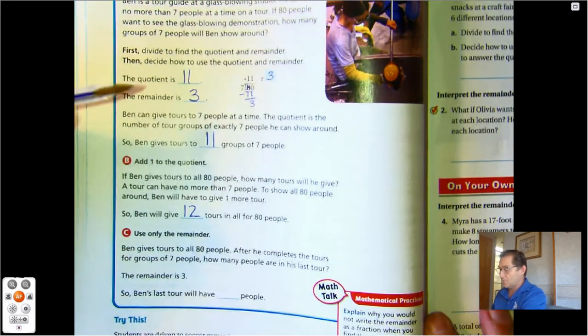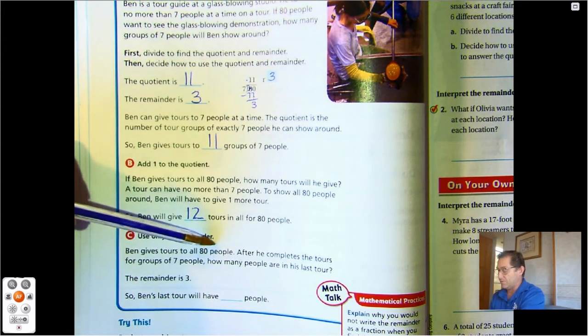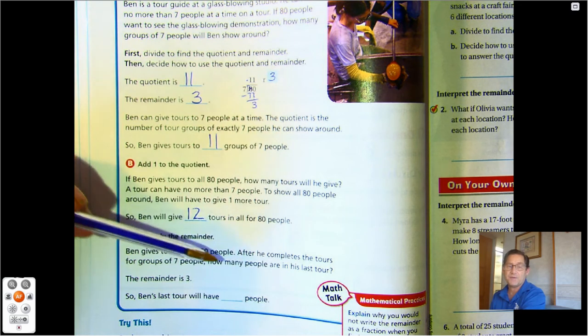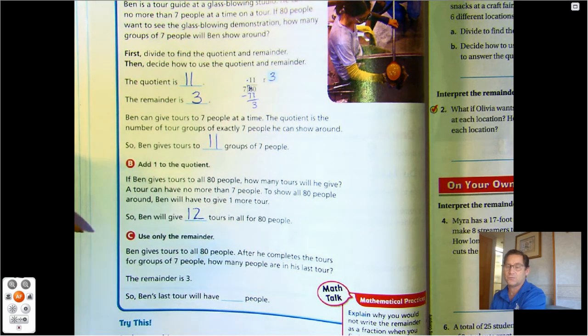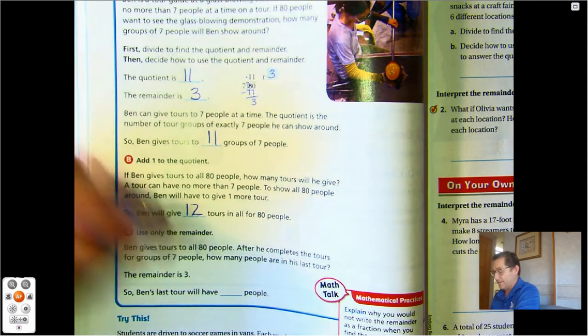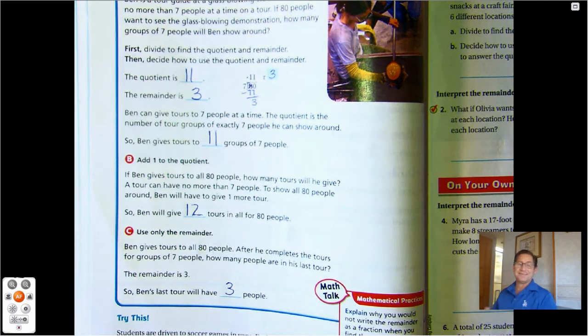So Ben gives tours to all 80 people. After he completes the tours for groups of 7 people, how many people are in his last tour? So in this case, we're just using the remainder. So the remainder in that case was 3. So he only had 3 people left in that 12th tour.